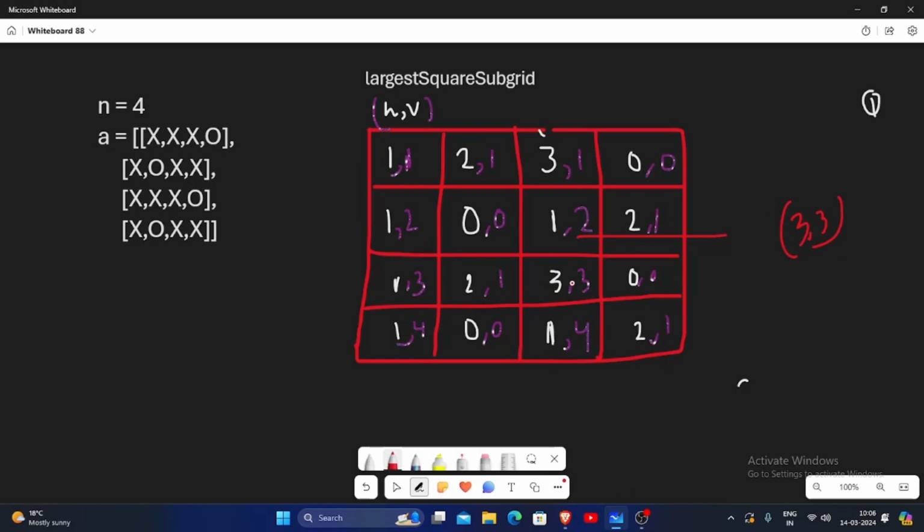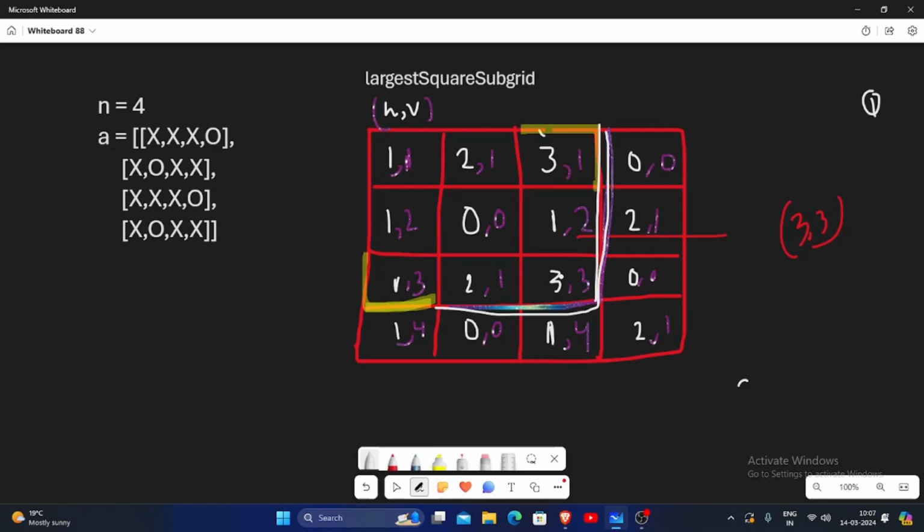If I look for a 3, let's say I came to this block, and from this 3, I can come to here, this 3. Then we know that this entire part will form a valid subsquare.